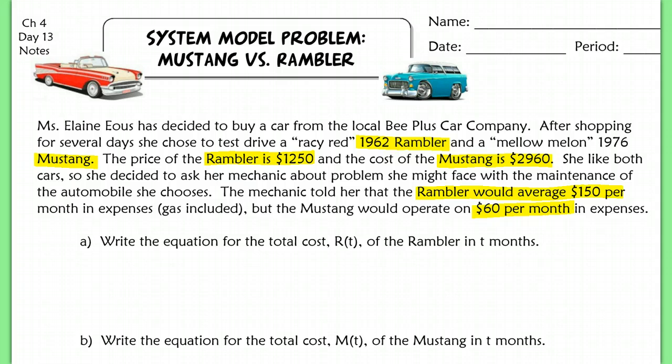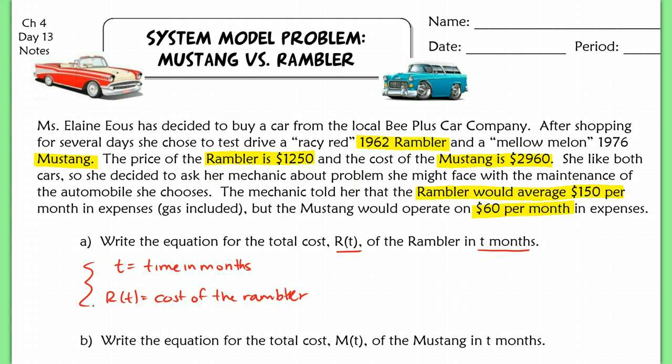Now, let's talk about the total equation for the cost of the Rambler in T months. So they've already told us what variables we're going to use. So T is time in months. And we are finding the cost of the Rambler, so R of T is the cost of the Rambler. So let's always define our variables first. Now, the starting amount for the Rambler is $1,250.